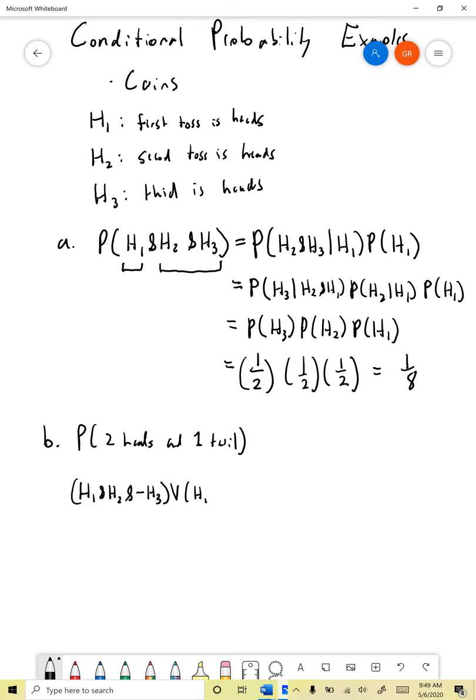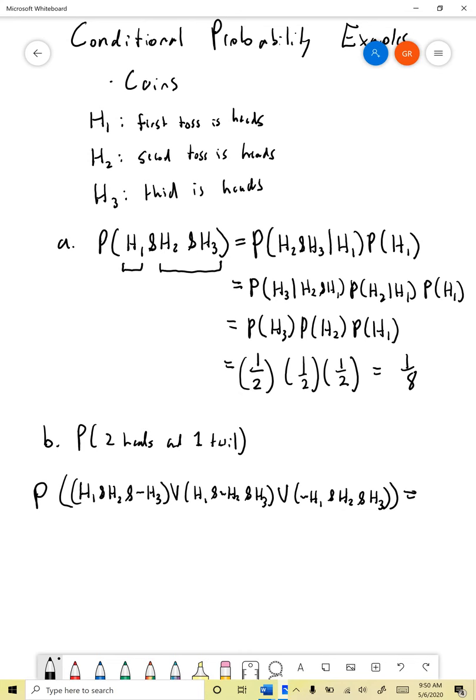Or it could be that we get heads and then tails, not H2, and then heads again, H3. Or it could be that the tails comes first: we get not H1 and then 2 heads, H2 and H3. So this statement is really equivalent to getting 2 heads and 1 tails. This is the statement that we want to find the probability of.